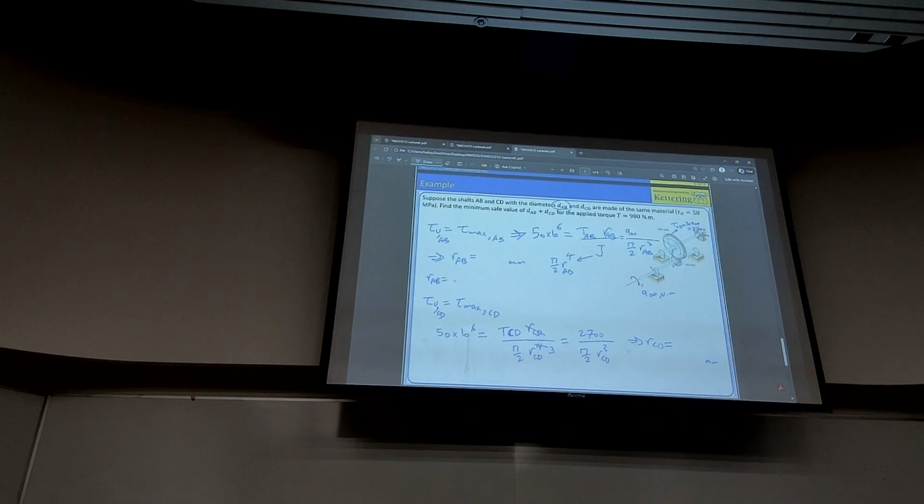RAB equals. What do we do? The same as before: 900, over pi halves, times 50 times 10 to the 6. Cubic root of that. This is RAB. The same goes for our CD. Convert it to millimeters by dividing by milli.